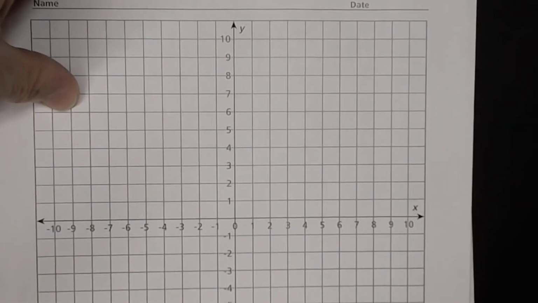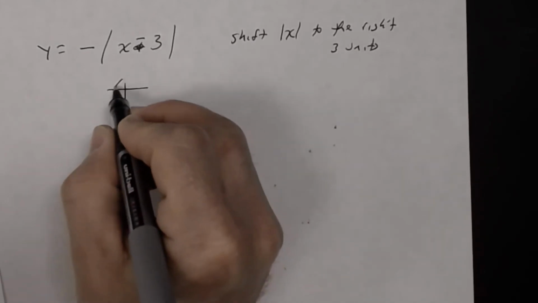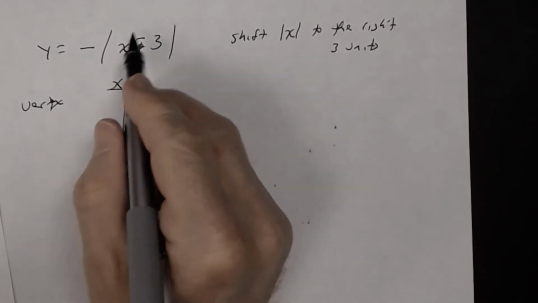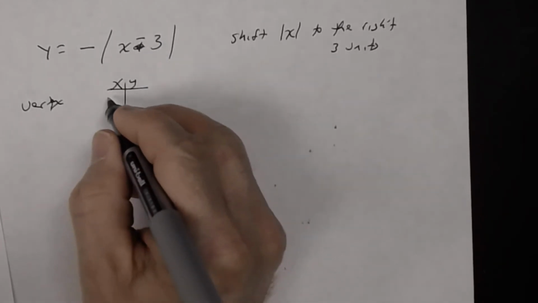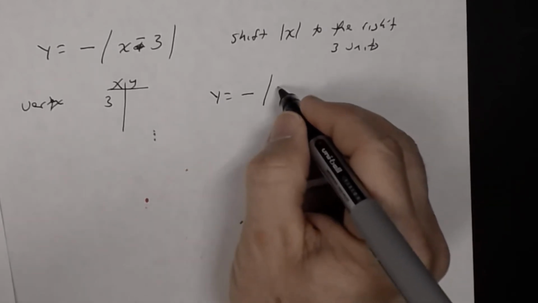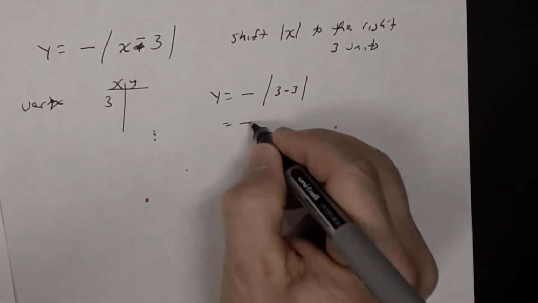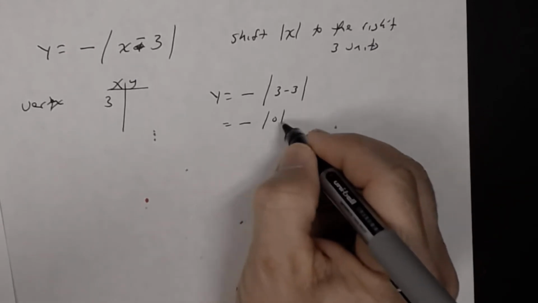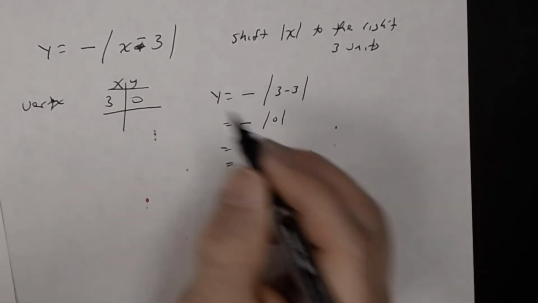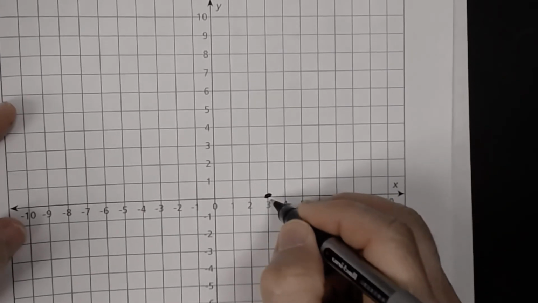So let's go ahead and do this. Let's do a t-table. So the first thing you want to do is find the vertex. So to find the vertex, you're going to let x be the opposite of what you see here. So I'm going to let x be 3. So if x is 3, I get y equals the opposite of the absolute value of 3 minus 3. 3 minus 3 is 0. So it becomes the opposite of the absolute value of 0. The absolute value of 0 is 0. And the negative 0 becomes 0. So I plot the point 3, 0. Which I knew that's where my vertex was.